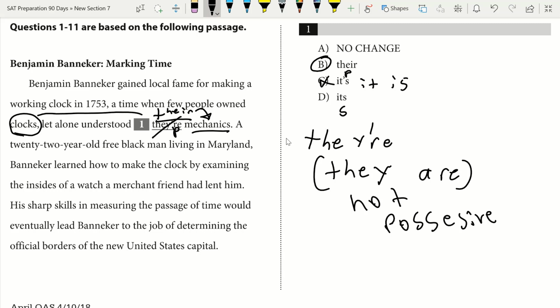Okay, the clock's mechanics. Clocks is plural, so I need my plural possessive, which is there. All right, so my answer for 1 is going to be B.